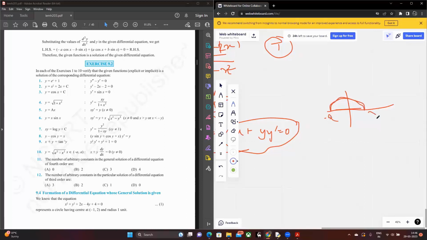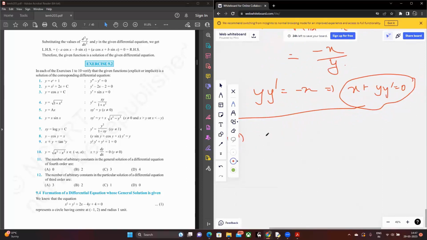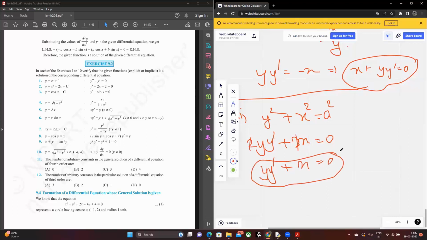This is my x equals minus a, this is x equals plus a. This curve is what is represented by y. So what you need to remember is that the equation of that curve is y squared plus x squared equals a squared. Differentiating this, you get 2y y' plus 2x equals 0, so y y' plus x equals 0.